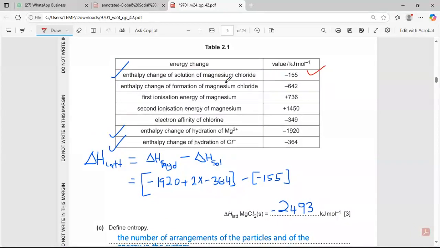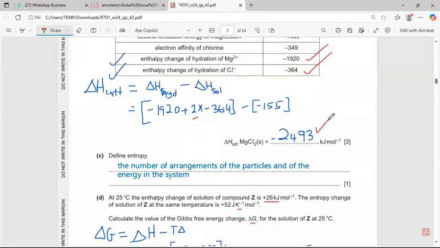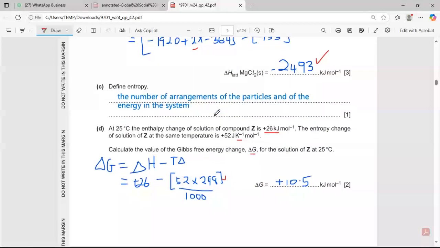So we are going to use this data. Why? Because the enthalpy change of solution of magnesium chloride is needed. Then we also look for the enthalpy change of hydration of magnesium ions, then for chloride ions. Why are we multiplying by 2? Because we need 2 moles of chloride ions. And the answer will be this one. This will earn you a mark, and a mark.